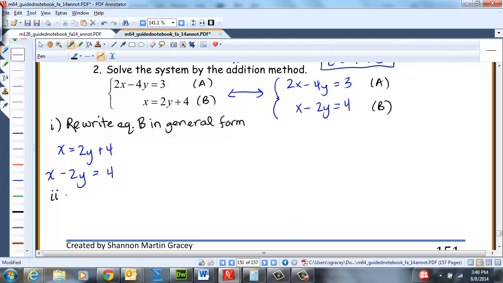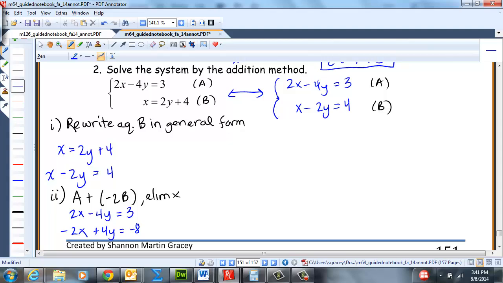The second step would be to eliminate one of the variables. So why don't I add equation A plus -2 times equation B, and that's going to eliminate x. So 2x minus 4y equals 3. That's equation A unchanged. If I multiply each part of equation B by -2, I'm going to get -2x plus 4y is equal to -8.